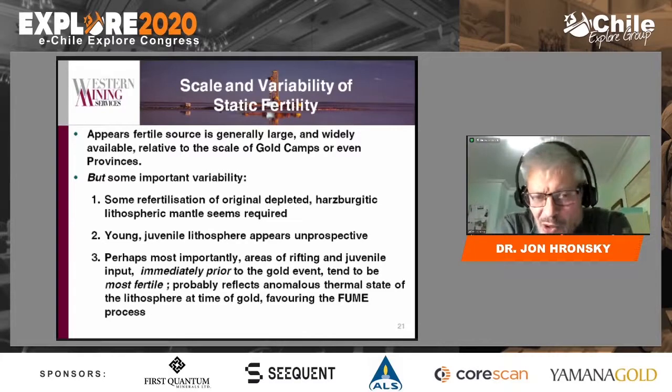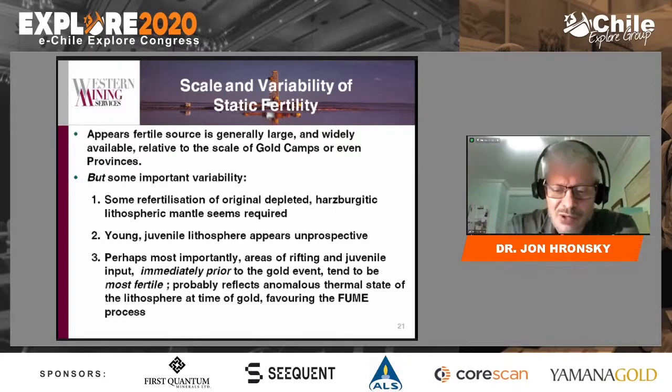And I think the point is that these are the rifts that have occurred immediately prior to the gold event, within 50 or 100 million years immediately prior to the gold event. And I don't know exactly why that makes it more fertile, but my guess is it probably reflects an anomalous thermal state of the lithosphere at the later time of gold, and that thermal state just being a bit hotter makes that FUME process work a bit better.